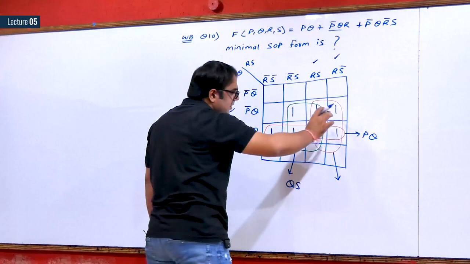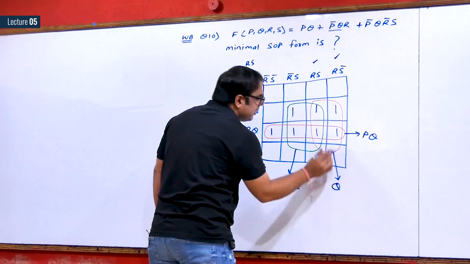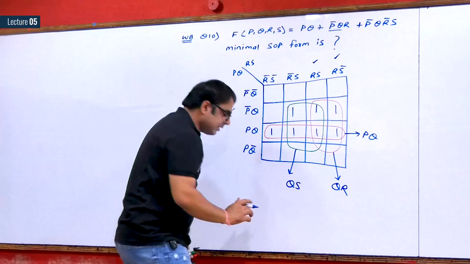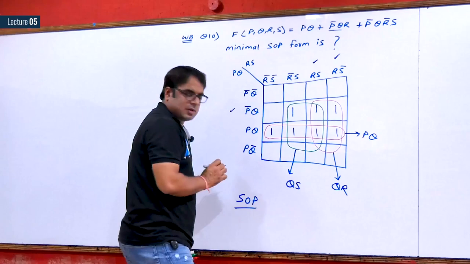Right hand side quad. See this one. From this side, Q is common, and this right hand side quad R is common. Sum of SOP. SOP form. Sum is important.